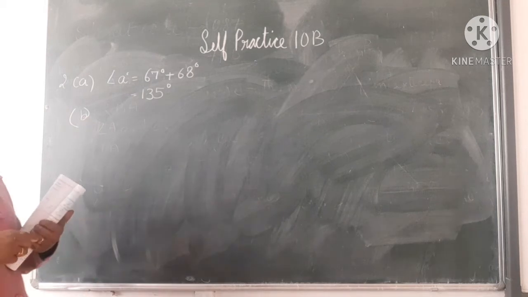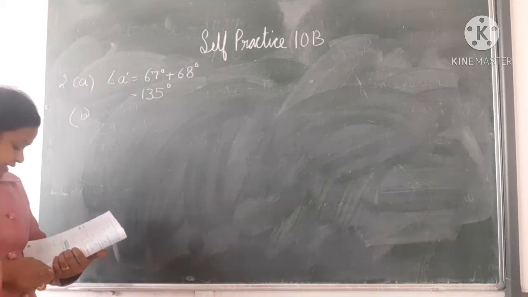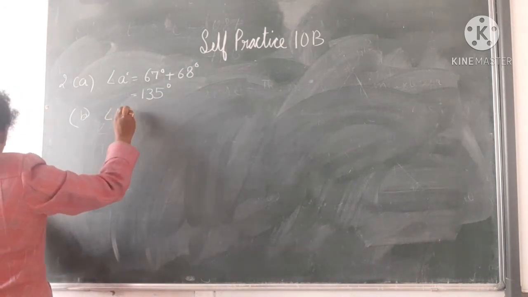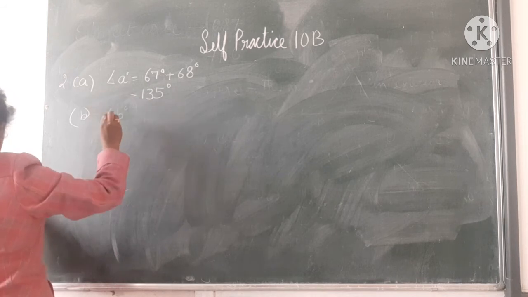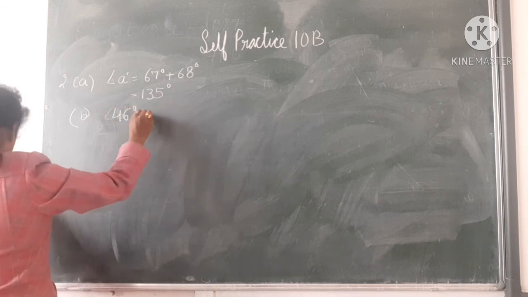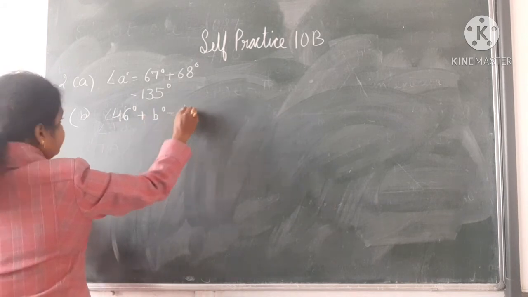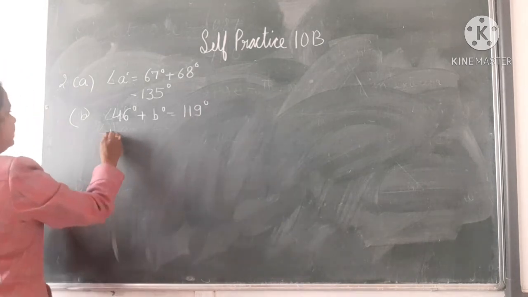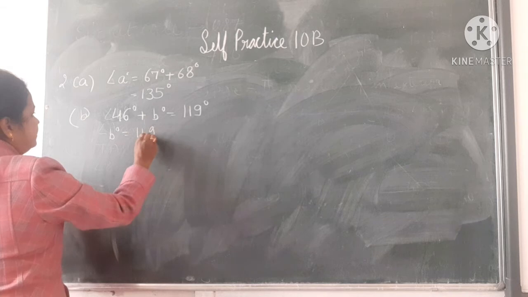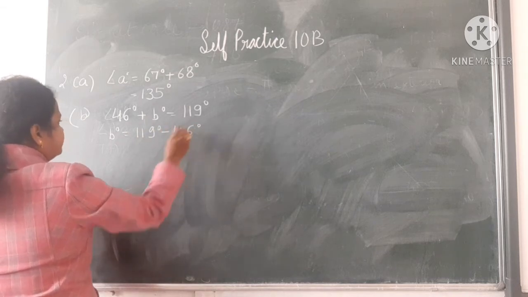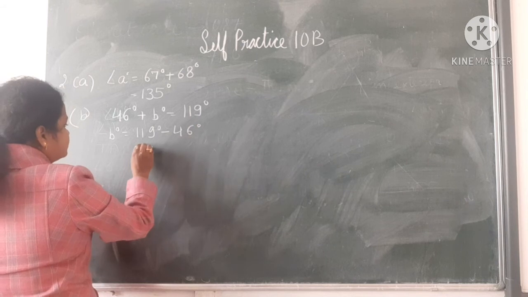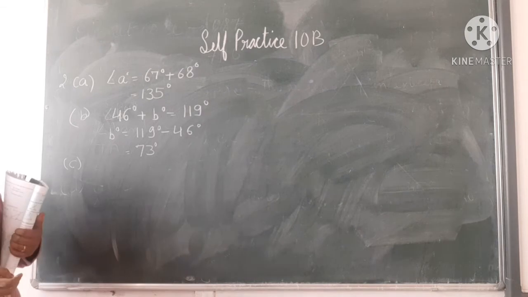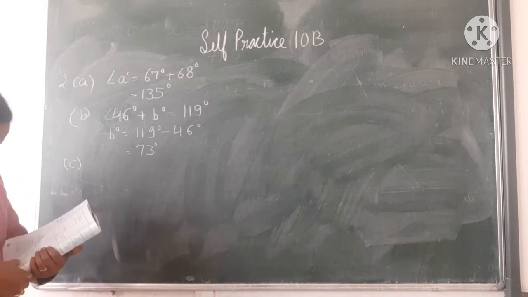B part. The sum of opposite interior angles of a triangle should be equal to the third exterior angle. So 46 degrees plus B degrees is equal to 119 degrees, because it should be equal to the exterior angle. So B degrees will be equal to 119 minus 46, which is equal to 73 degrees.